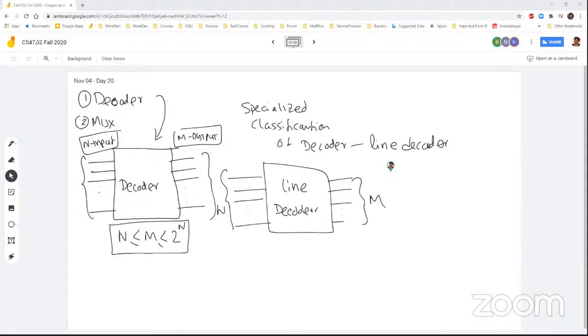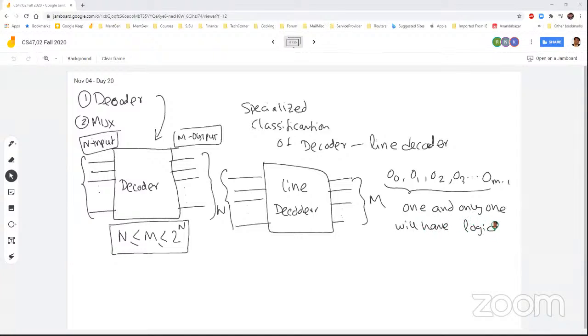Okay, but in order to call it a line decoder, these m outputs, let's say we call them output 0, output 1, output 2, output 3, up to output m minus 1, there will be 1 and only 1 that will have logic value 1 at any given combination of input.